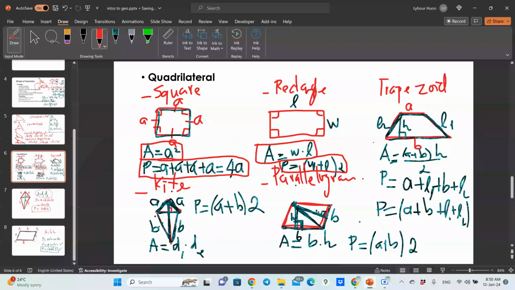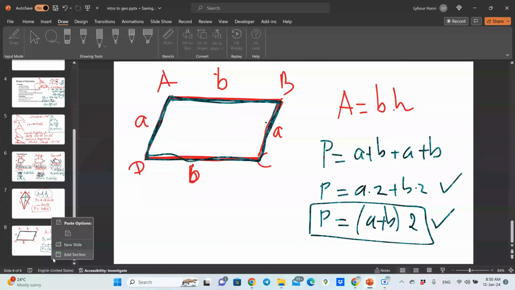Trapezoid is... area plus base, right? No, no, no. A is a small base here, B is the bigger base. So it's like (A plus B) times H, which is height.